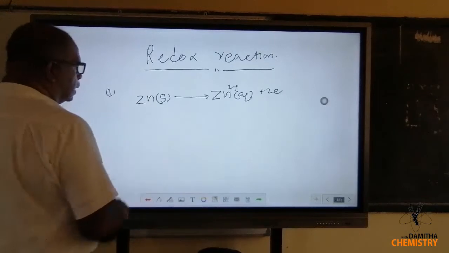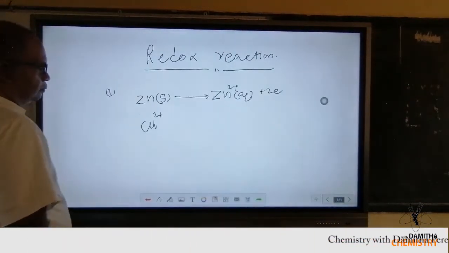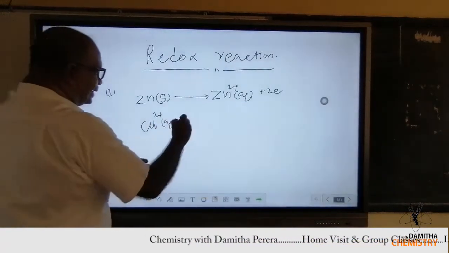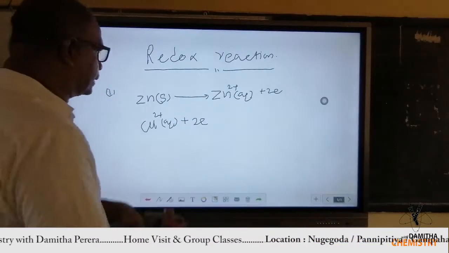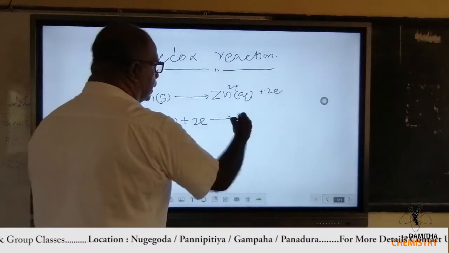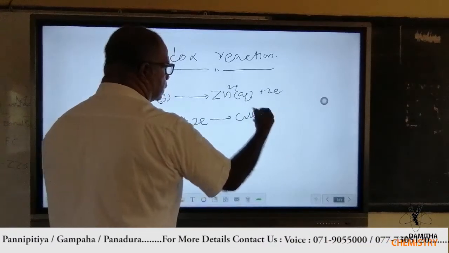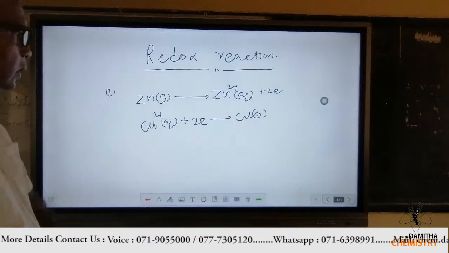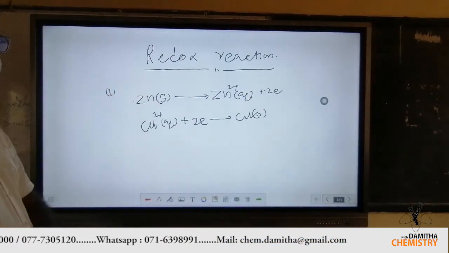Now, Cu2+ aqueous gains 2 electrons. Then copper metal is formed. Now, the first one is an oxidation reaction.